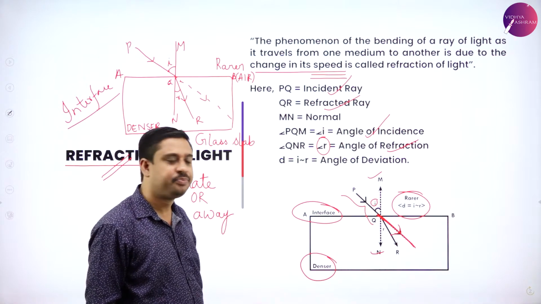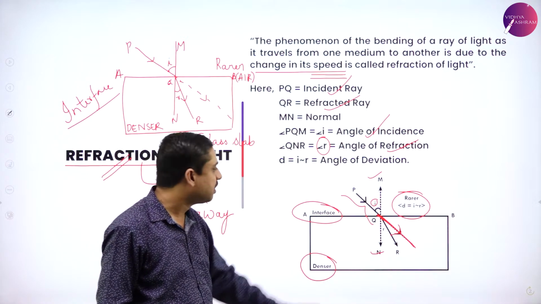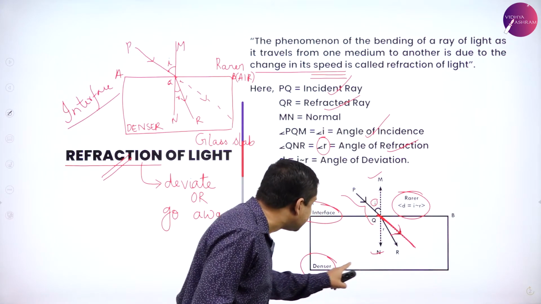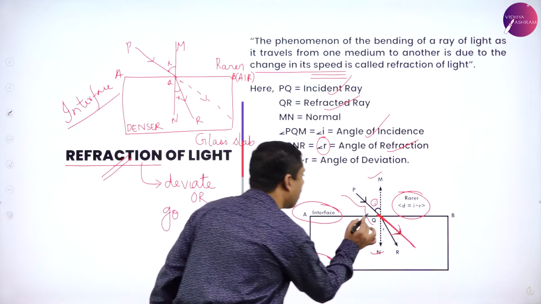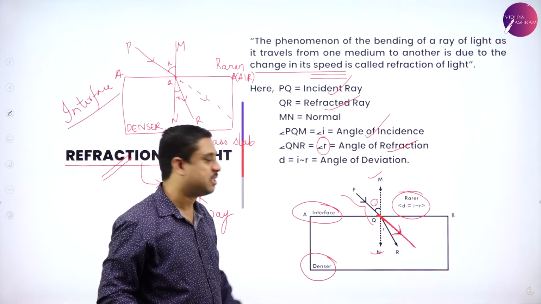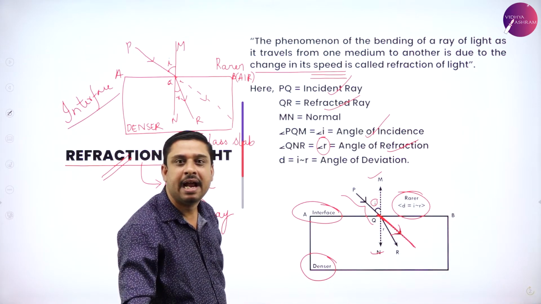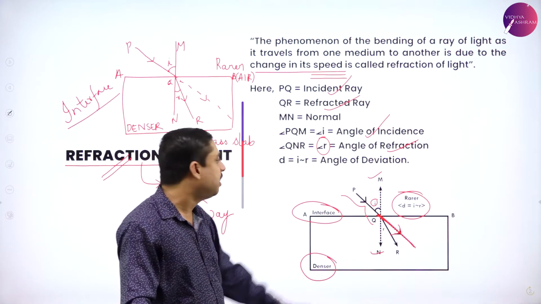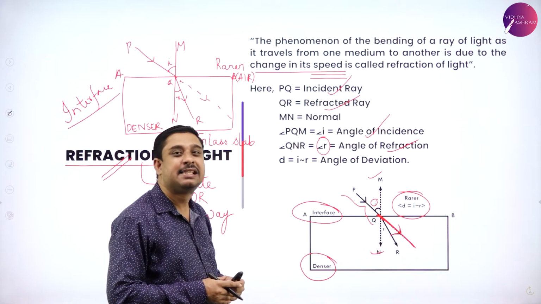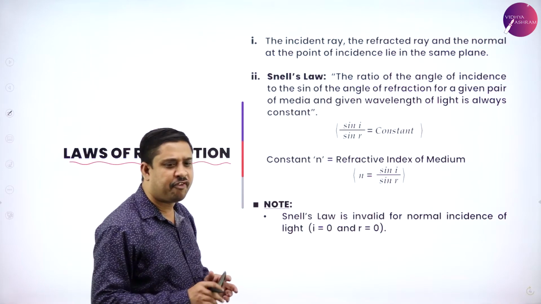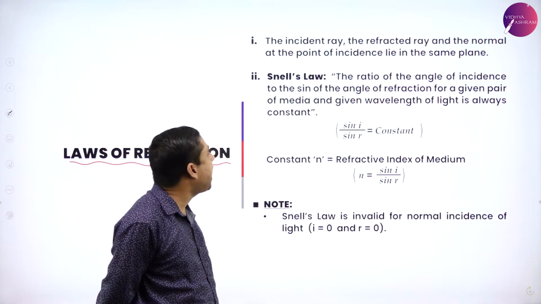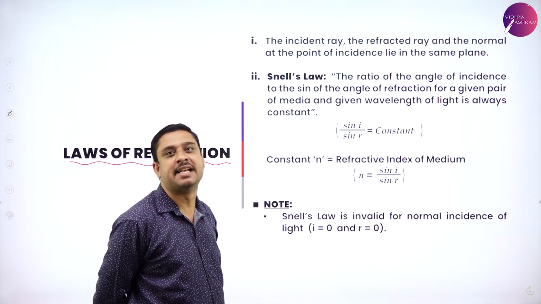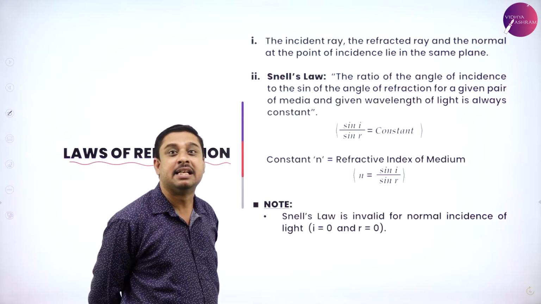The incident ray, the refracted ray, and the normal are all lying in the same plane at the point of incidence. This is the point of incidence. So, the first law says the incident ray, the refracted ray, and the normal at the point of incidence, all of them lie in the same plane.